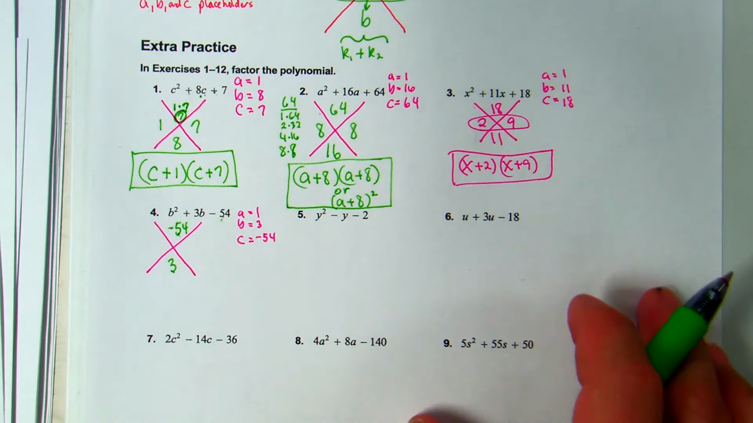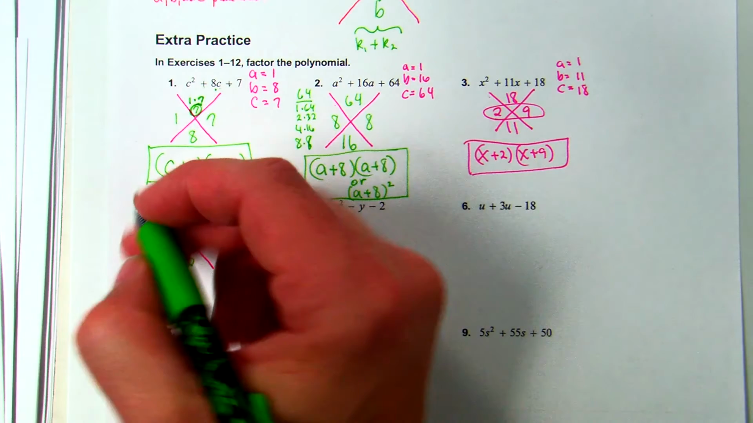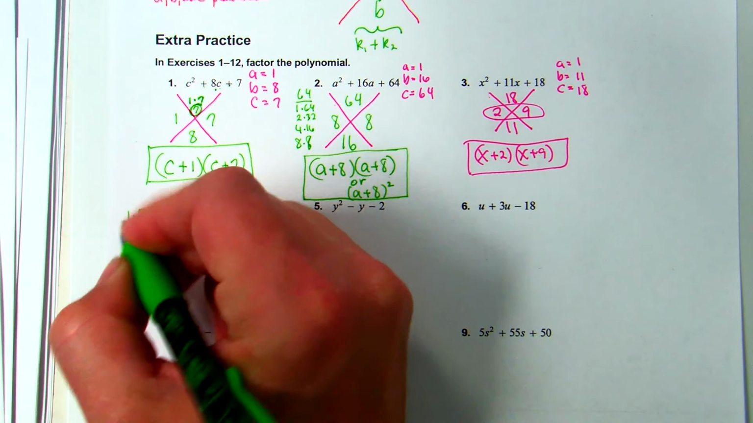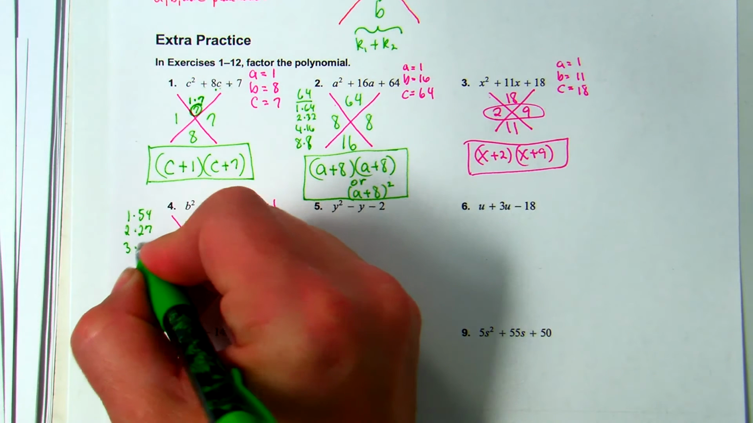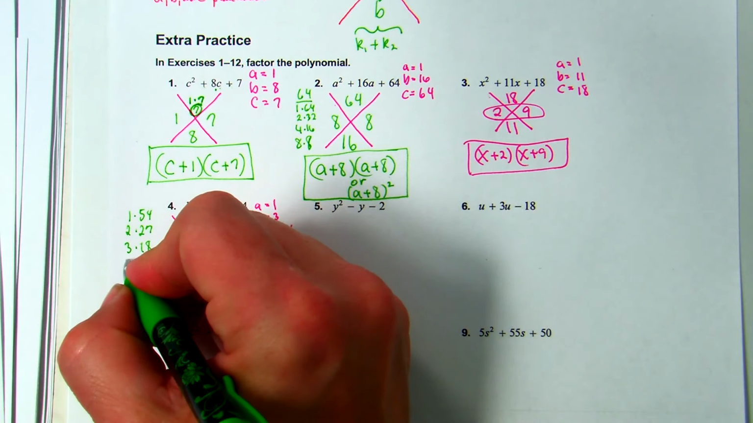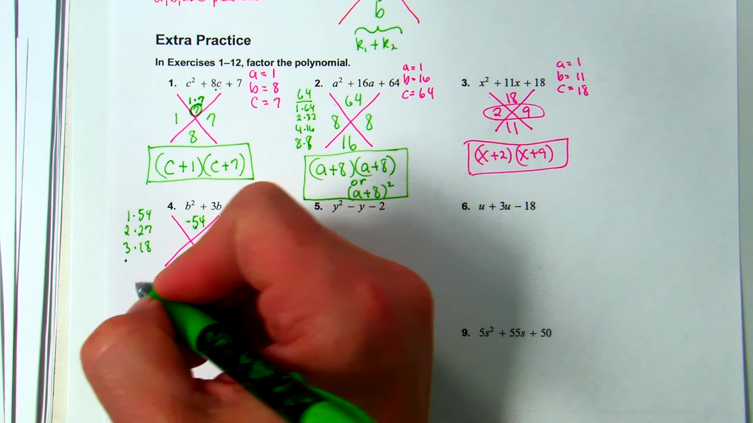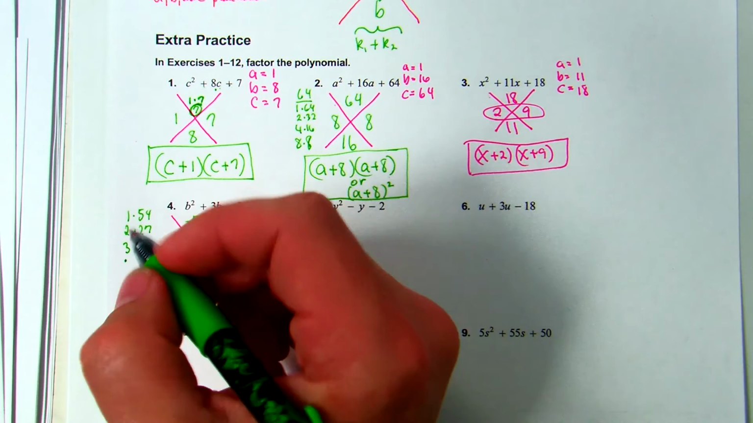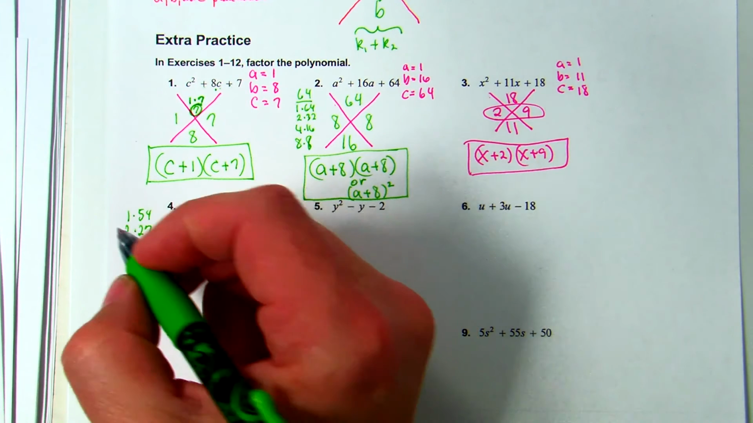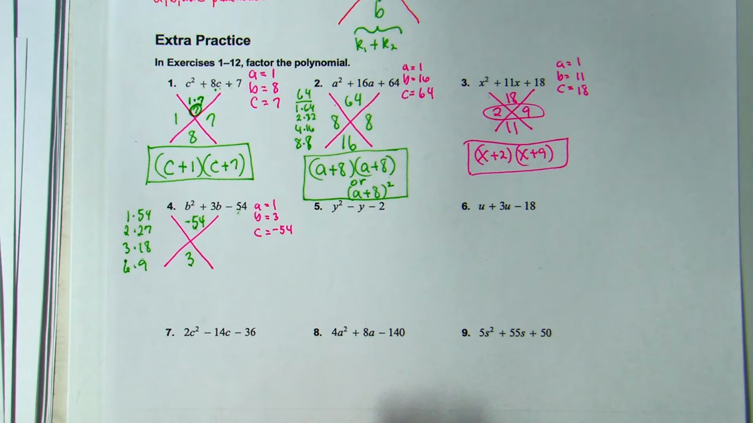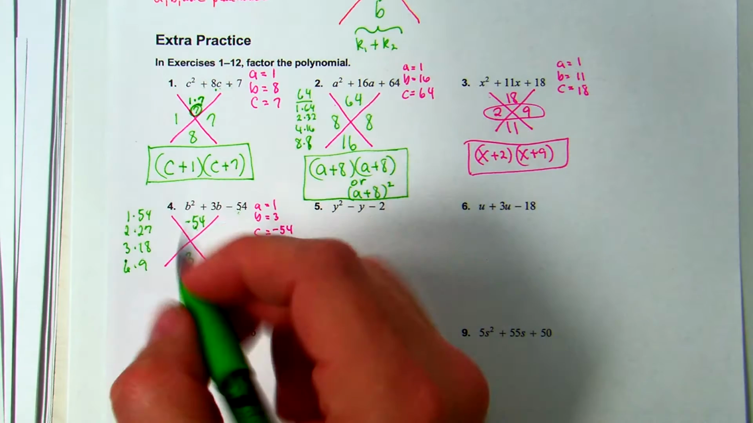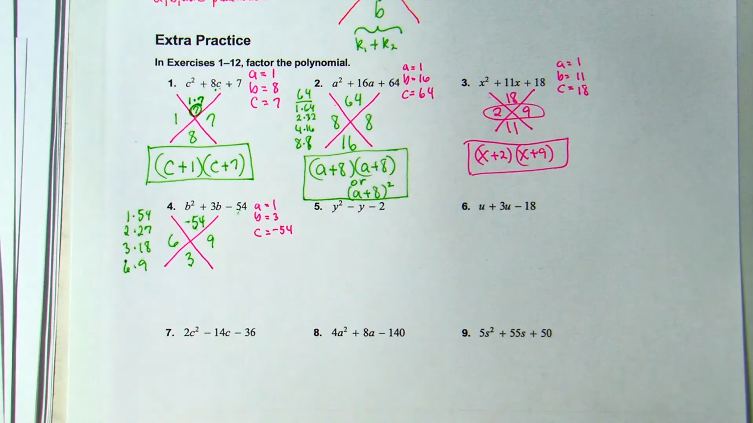Okay, so let's look at the possible factors that we have. We have 1 and 54. We have 2 and 27. 3 and 18, I think. 4, no. 5, no. 6 and 9. Okay, so 6 and 9 are factors of 54, and their difference is 3. So if I do 6 and 9, I put those in here. They subtract to be a 3.